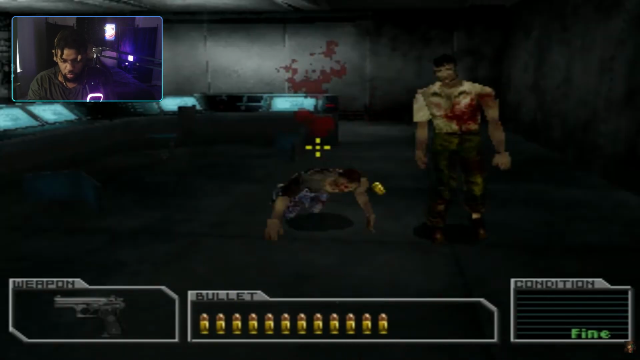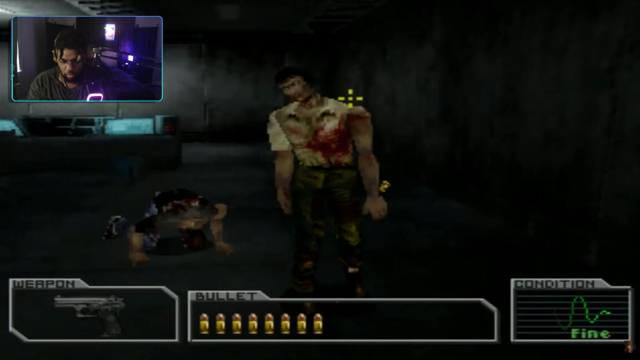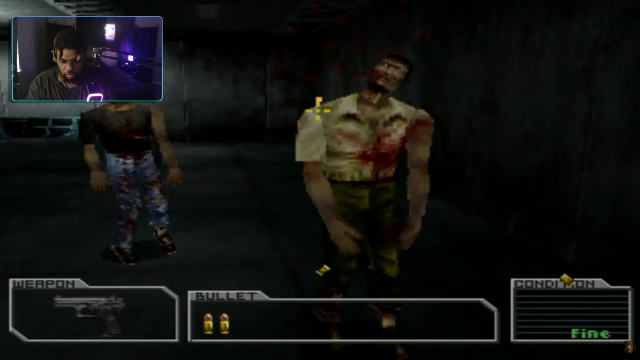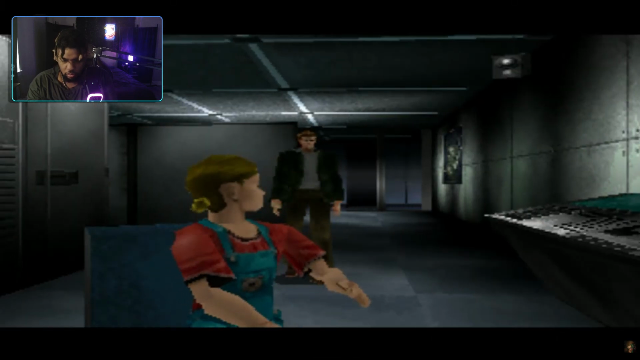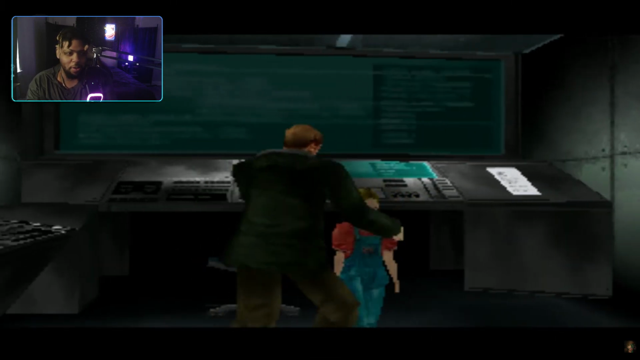Further into the facility, Vincent hears a strange voice, claiming to be his mother, telling him that he should leave Umbrella to stop performing terrible crimes and to come back home.